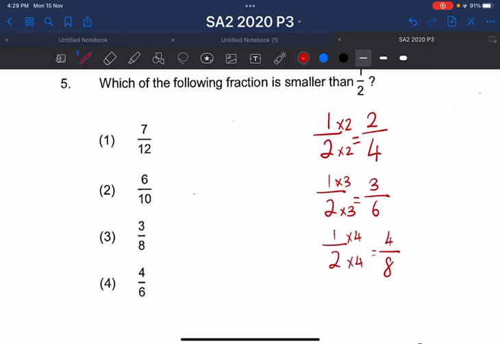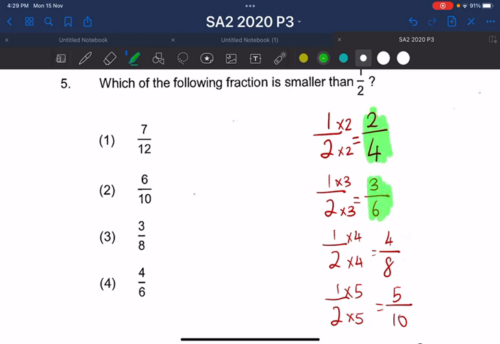If you want to continue, of course you can. Alright, you can multiply it by 5 even. It's going to give you 5/10. So now take a look at all these fractions that I'm going to highlight. 2 quarters, 3/6, 4/8, as well as 5/10.